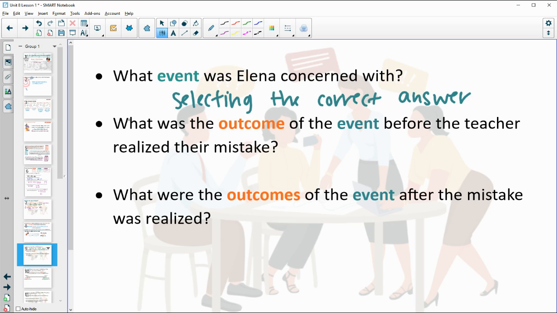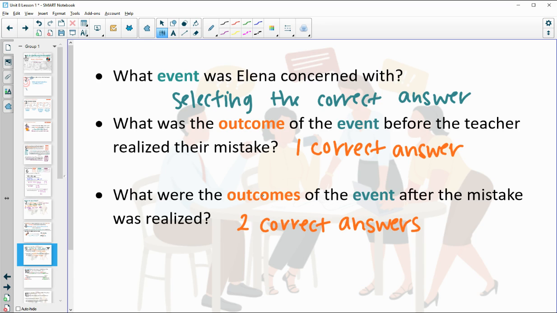Okay, so what outcomes in quiz, now we're looking specifically at quiz number 2. What was the outcome of the event before the teacher realized their mistake in quiz 2? Okay, so there was one outcome, because there was one correct answer. And then what were the outcomes of the event after the mistake was realized? So once the teacher realized there was a mistake, it's because there were actually 2 correct answers or 2 outcomes for that event.